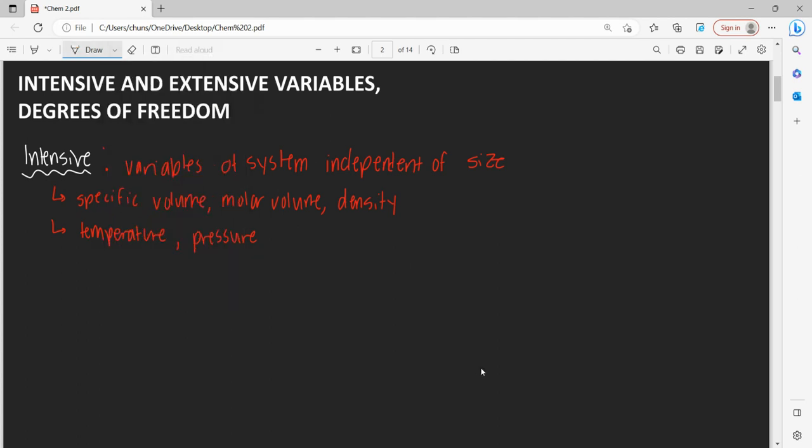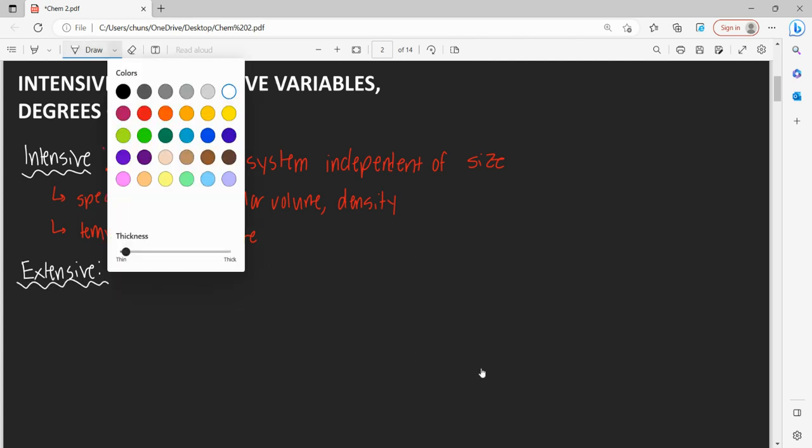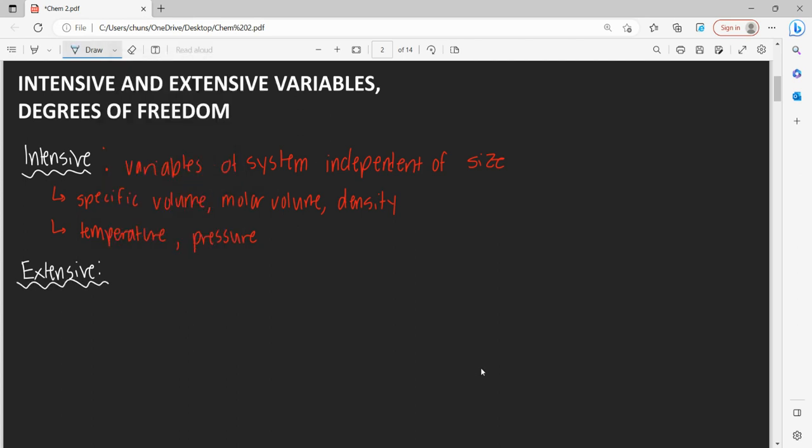Okay, and then we have extensive variables, which is the opposite. So extensive variables are variables of a system that are dependent on size.